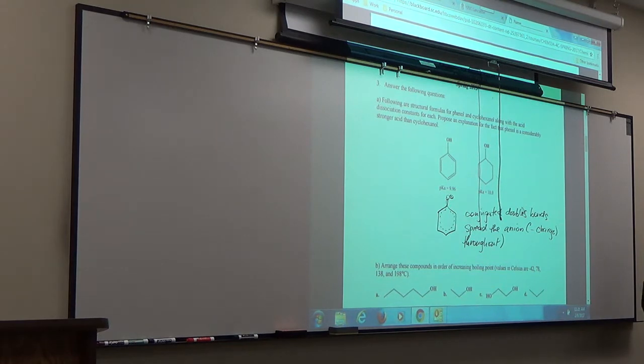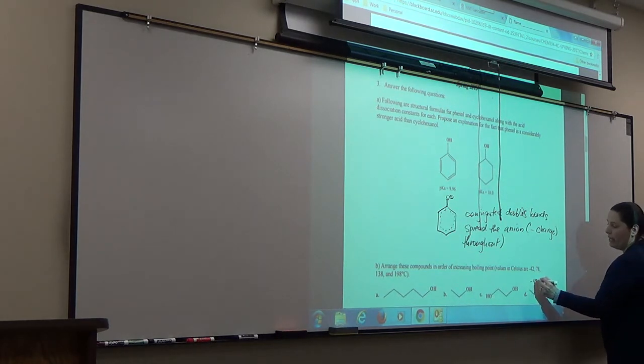Okay, but also the chain length matters too, doesn't it? Yes. So the longer your chain, what happens to your boiling point? It gets higher. It also goes up, because you have more bonds that you have to break, theoretically, to make the alcohols into a gas form. So what would we think about this? We want increasing boiling point, so which one would have the lowest boiling point? D, which is not even an alcohol at all.